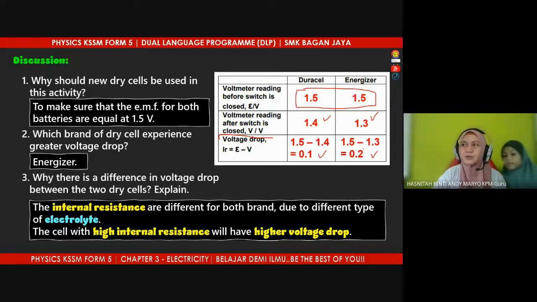So if you want to use a battery, which one do you prefer? Which one must you buy? According to this result, Duracell or Energizer, which one is better? Duracell. So Duracell, because it has lower internal resistance, so it causes lower voltage drop when you are using it. Okay, next.